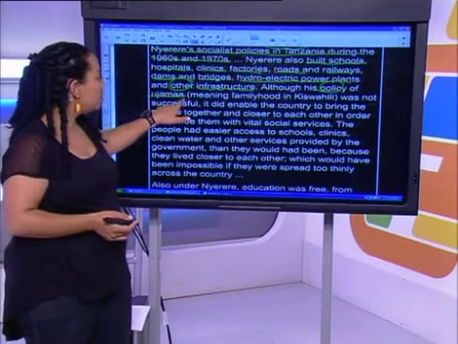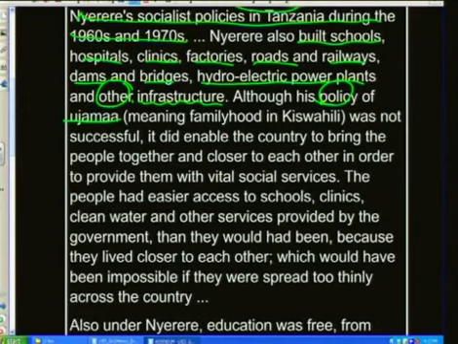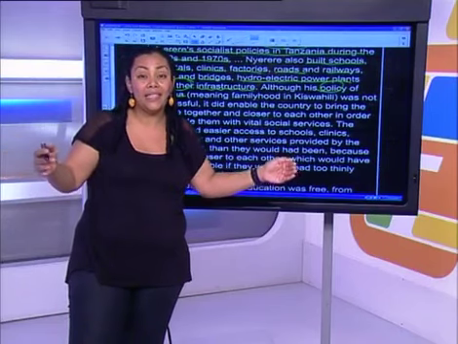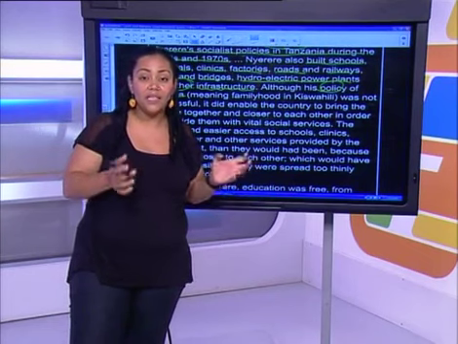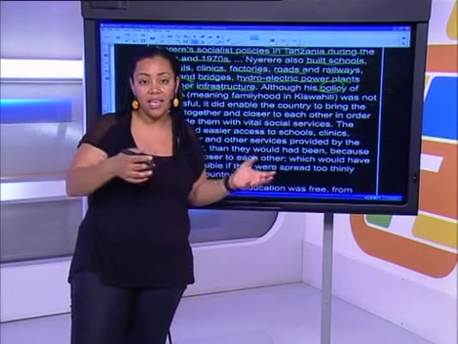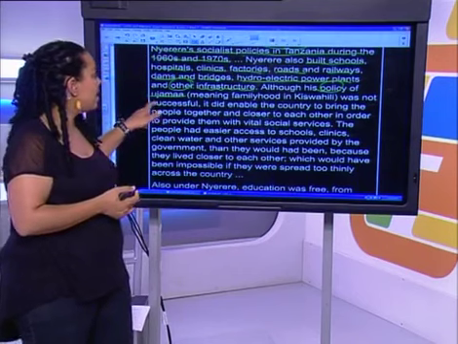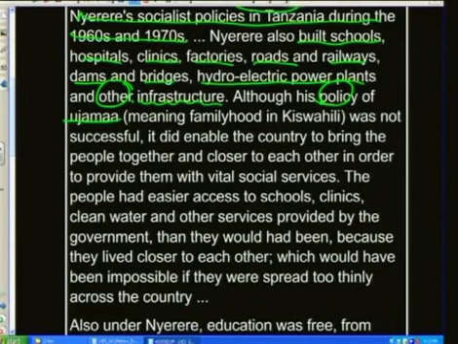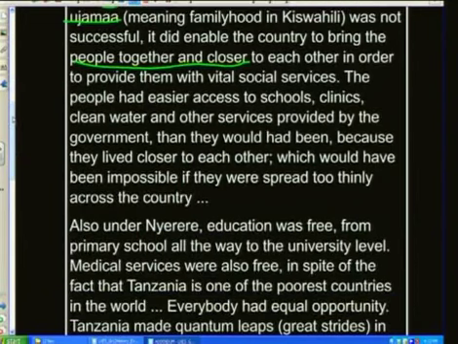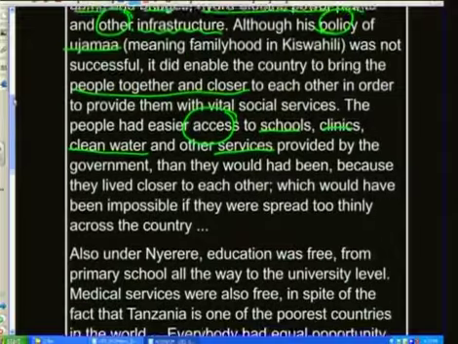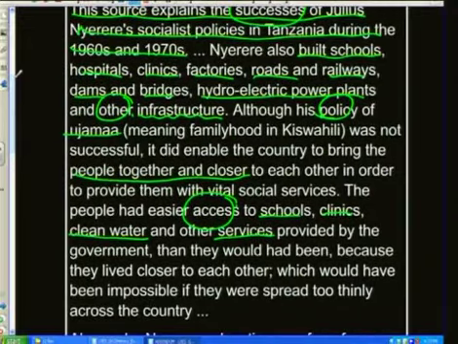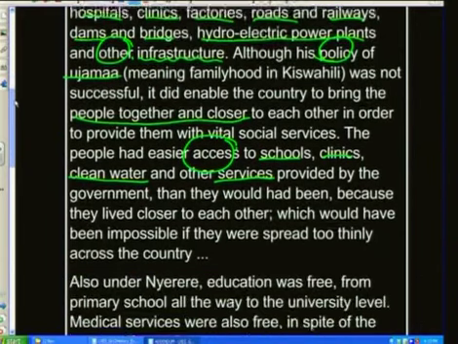But through the policy of Ujamaa, which means familyhood, he literally forced people to collectivize into villages and farms, very similar to Stalin with his 5-year plans and his policy of collectivization. And through that, he was able to get people the services that they needed because people were, as it says in the source, closer together. In addition to this, people now had access to schools, clinics, clean water, and other services, right? Which already tells us that Nyerere's policies were very, very positive for many Tanzanians.